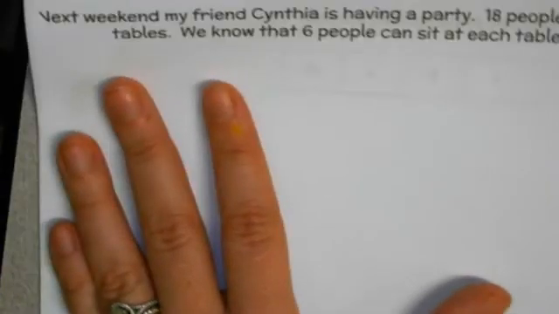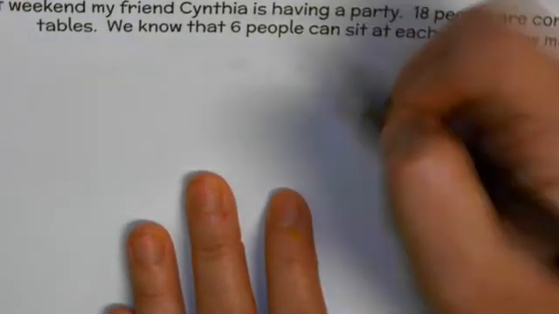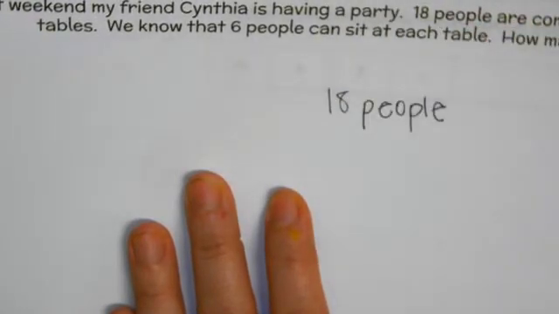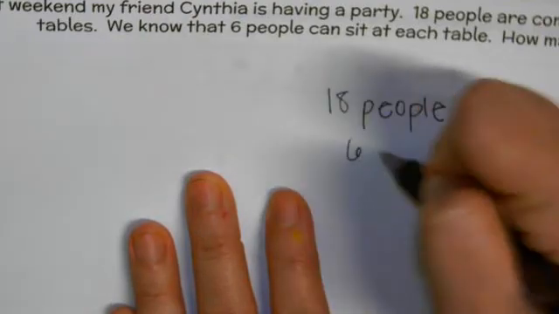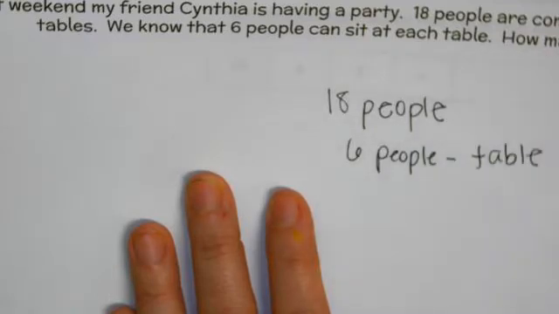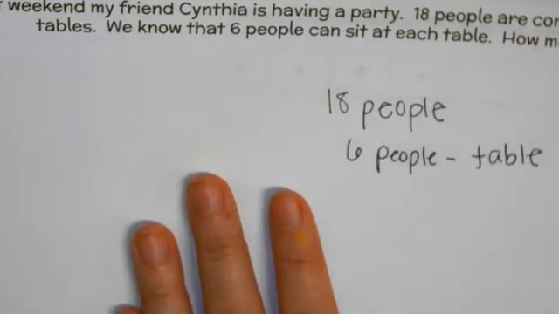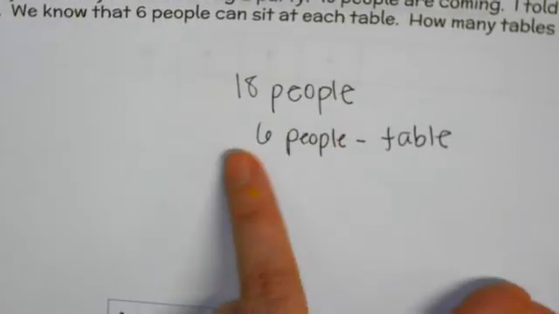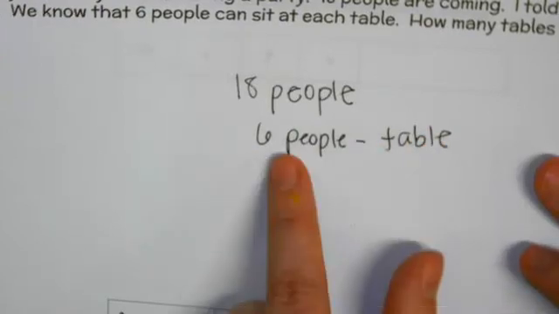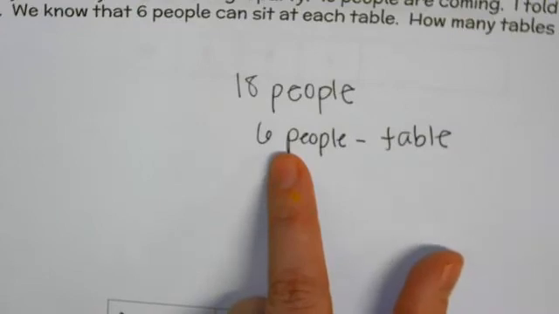So when I'm thinking through this in my brain, I like to think about what numbers I am working with. So I know I have 18 people. I know that 6 people can sit at a table. So the question is, how many tables? So right now, what we're trying to figure out is not how many groups. We already know how many are in each group. We know that there are 6 people at each table. So we're trying to figure out how many groups, how many tables.